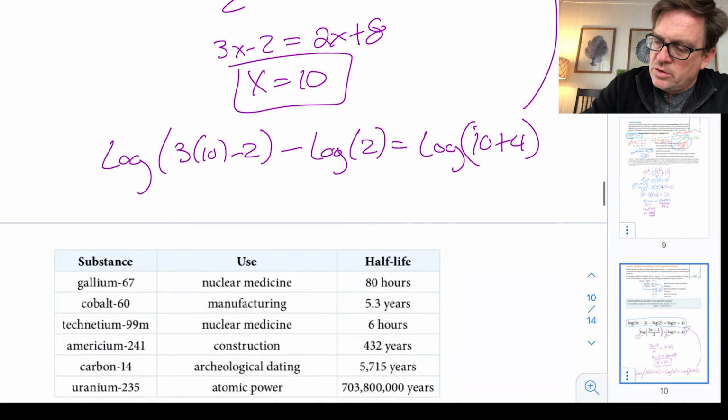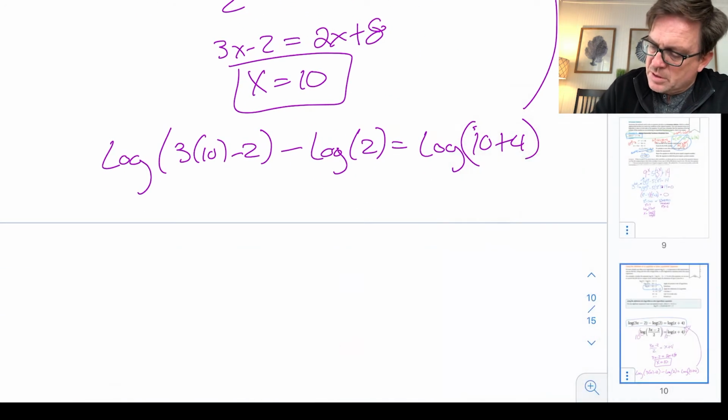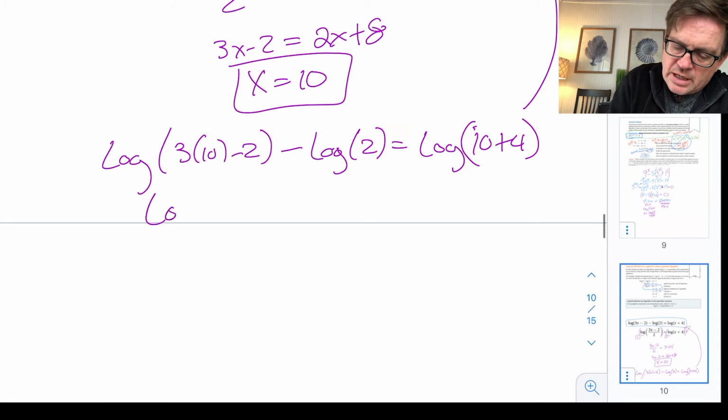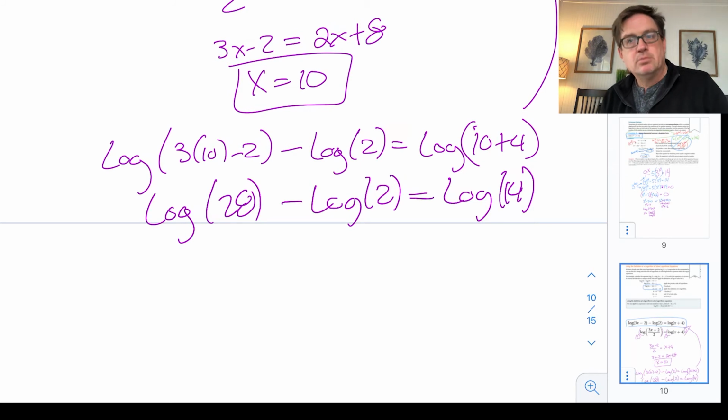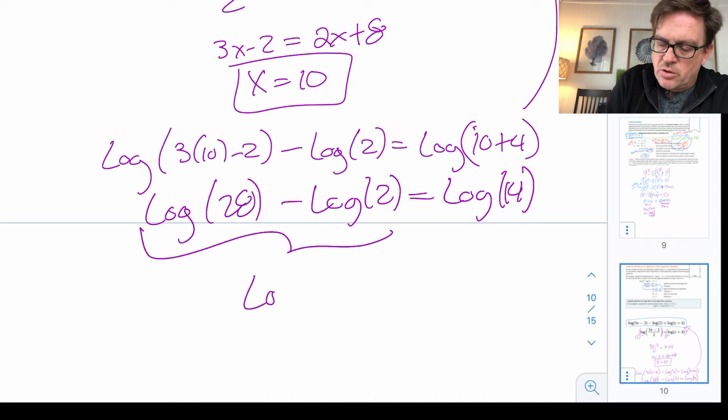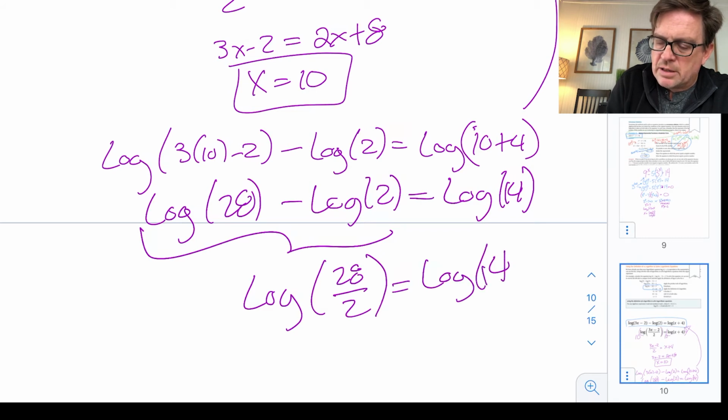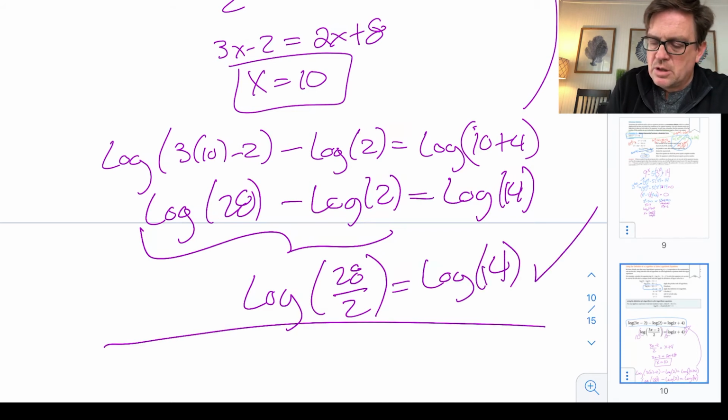And when I do that, I get the log of 28 minus the log of 2 equals the log of 14. Is that right? That's correct because when I subtract logarithms, those combine to give me the log of 28 over 2 equals the log of 14. And sure enough, that checks out.